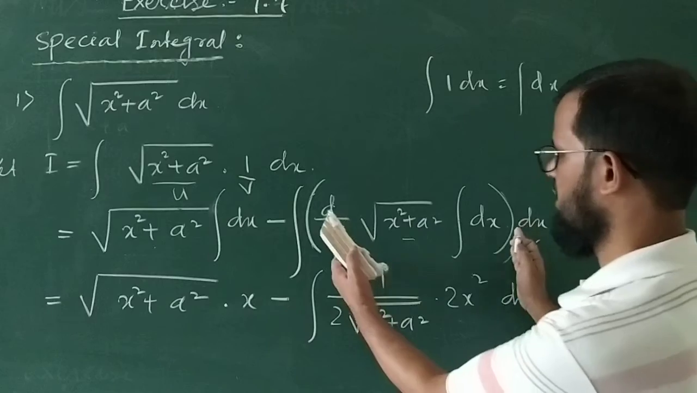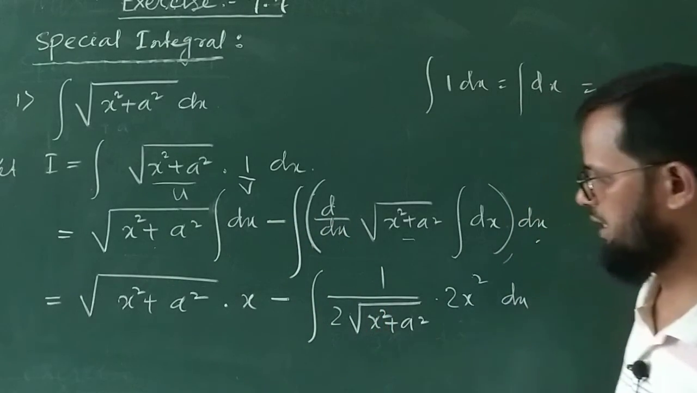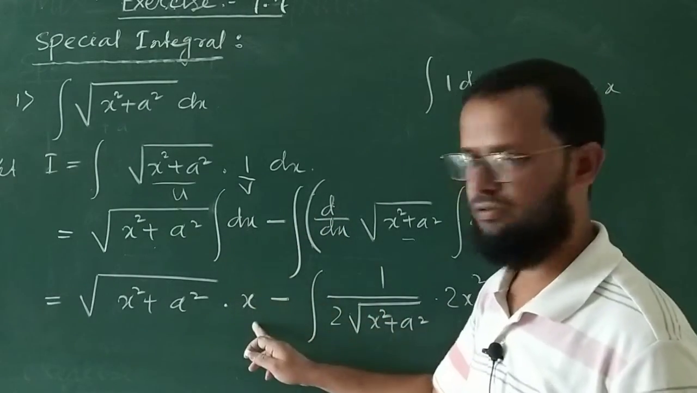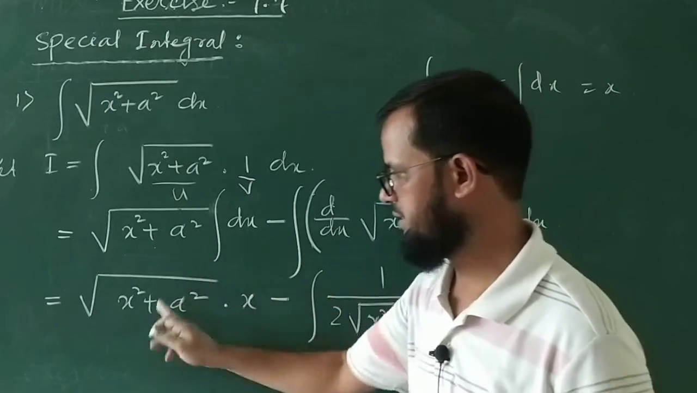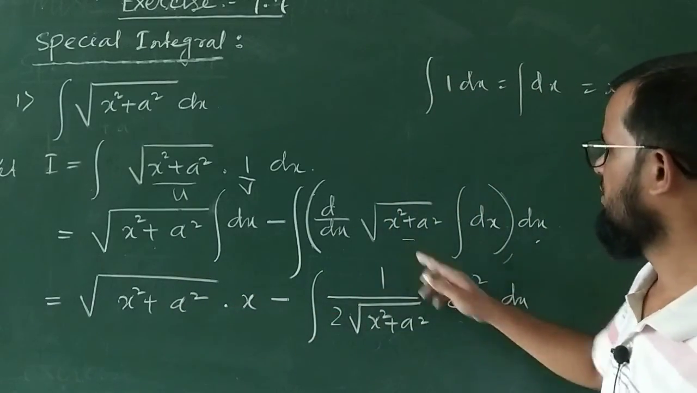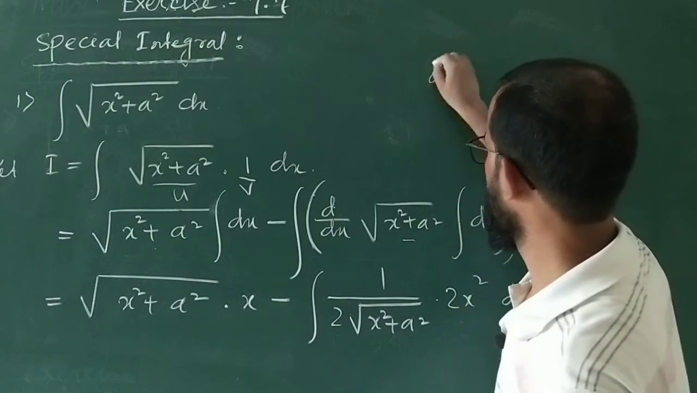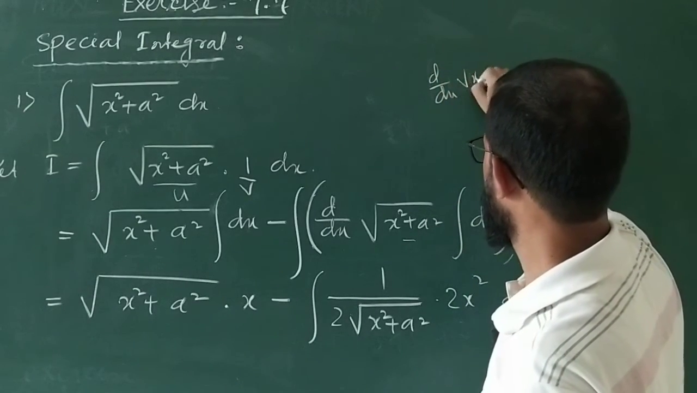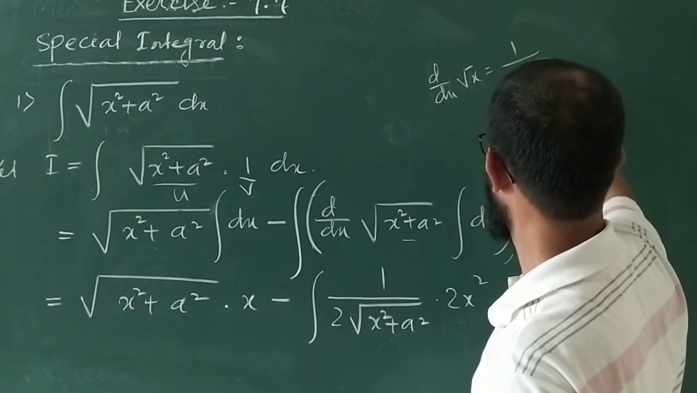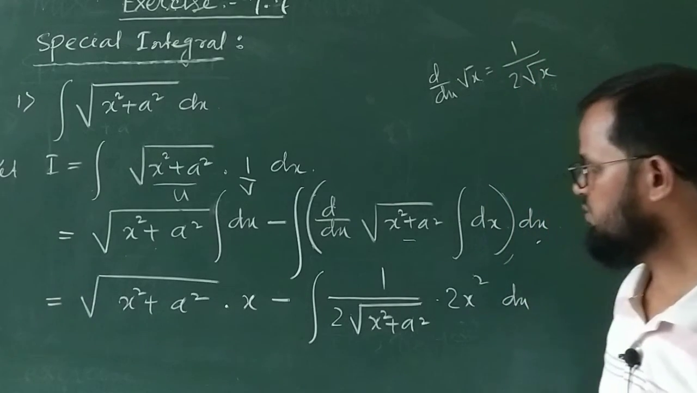ये सारे जो रिजल्ट मिला है उसका फिर इंटीग्रेशन क्या है? Integration dx is equal to x, and it will remain the same, and d/dx of root over x square plus a square. You know d/dx of root x is equal to 1 by 2 root x. Okay, so use this formula.